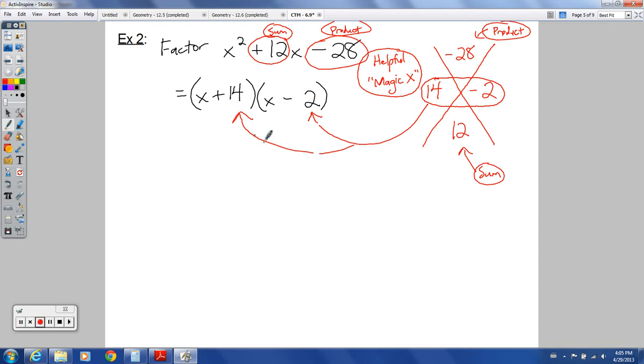If I FOIL that back out, this would be 14x, this would be negative 2x. Putting those two things together gives me positive 12x, like I would expect. Or like I should expect if I did it right. So I foiled it back out in my head, inside and outside came together to get positive 12. We already saw that was going to work over here though with the magic x.